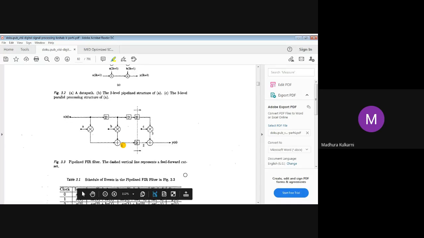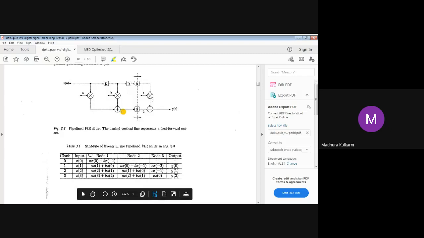So let us see how pipelining works. We will call it clock 0, 1, 2, 3. For example, the duration is first 5 minutes, then 10 minutes, then 15 minutes, then 20 minutes. So let us call it clock 0, then clock 1, clock 2, and clock 3. Then we'll give the name node 1 here. This will be our node 2 and this will be our node 3. And y(n) is the output. Then we have inputs.